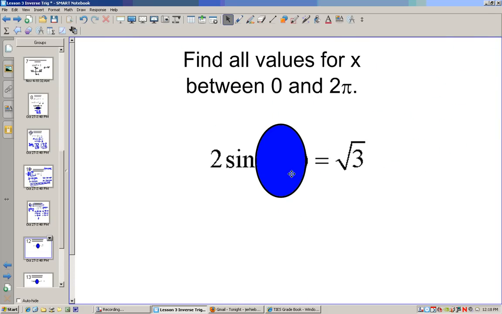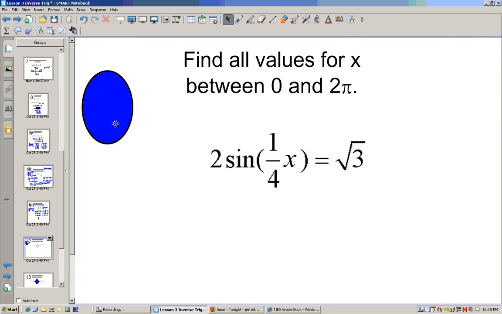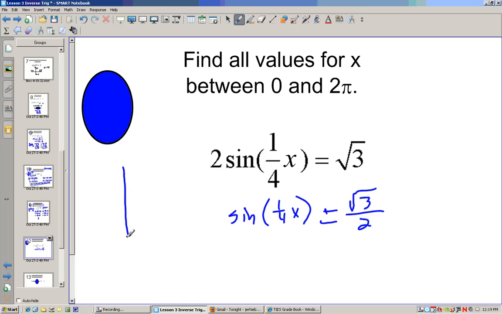All right, try this one. 2 sine of 1/4 x equals square root of 3. First step, we divide by 2 on both sides, so sine of 1/4 x equals root 3 over 2. Now we want to get rid of the sine. To get rid of the sine, what we have to do is see where the sine is root 3 over 2, which will be these two quadrants. It'll be negative down here. So this will be at pi over 3 and 2 pi over 3.